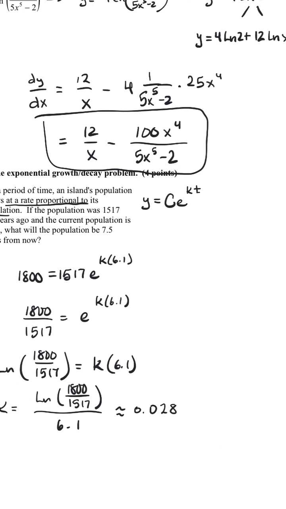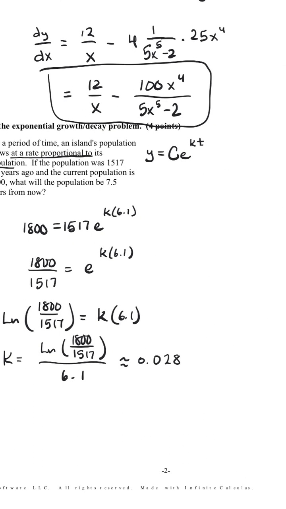So now that we have the relative growth rate, the actual question is, what will the population be in 7.5 years? So we can go back to this model. If we're talking about present time, we can consider the initial population. If we're starting now as time 0, the initial population would be 1,800. In 7.5 years, what's the future population with this relative growth rate here? So what's the future amount y when initially we have 1,800 with a relative growth rate of 0.028 for 7.5 years.